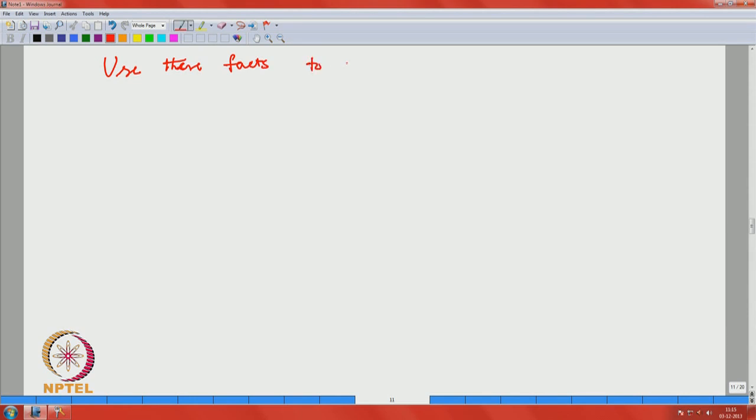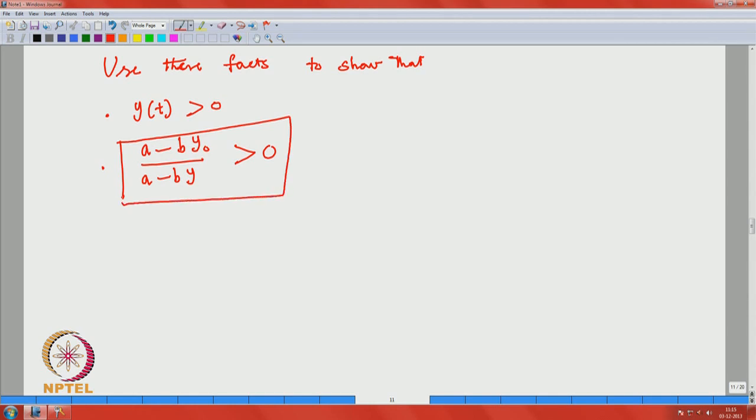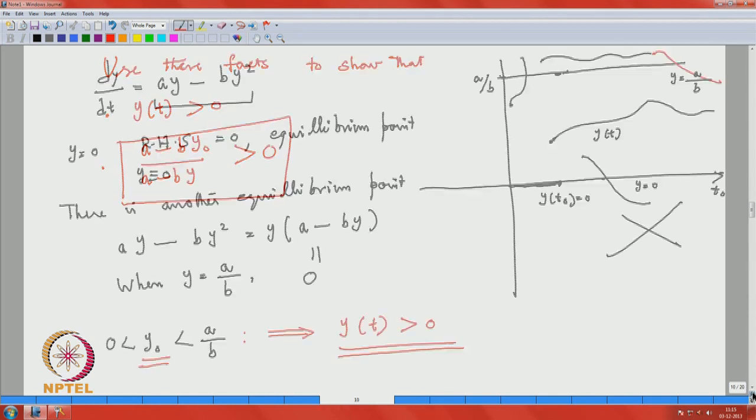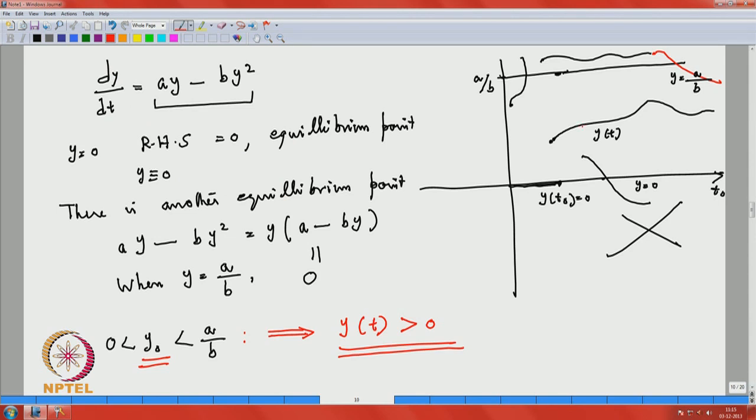to show that y of t, you have already seen, is always positive, that is one thing. The second part is more important: a minus b y naught by a minus b y is also positive. This is an important thing I want you to prove. This is what I explained from the earlier graph. This graph, what I say is that this is one fact, there is more information, because y of t equal to a by b is also an equilibrium point.